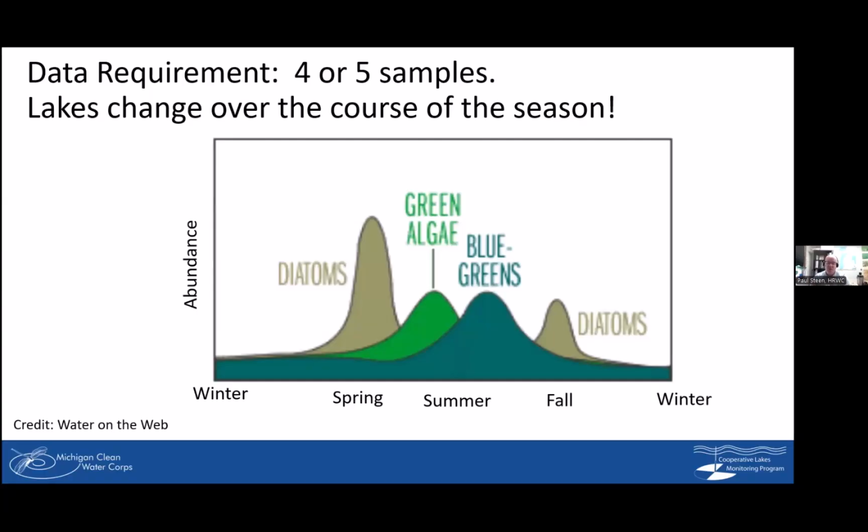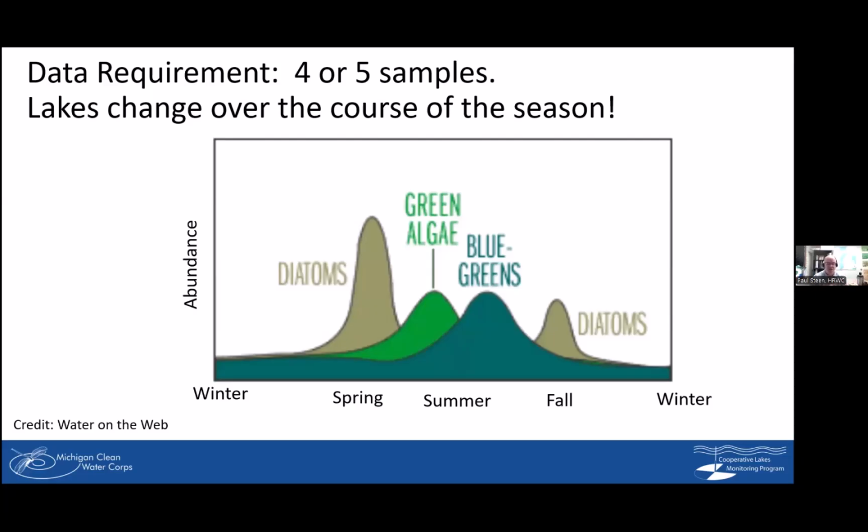If you only get 1, 2, or 3, then you're not collecting enough data to properly understand what's happening on your lake over the course of the summer. And that's because your lake will change based on a variety of conditions, things that happen on a lake. Here's a graph that shows how lakes change. Well, the algae population in your lake will change.